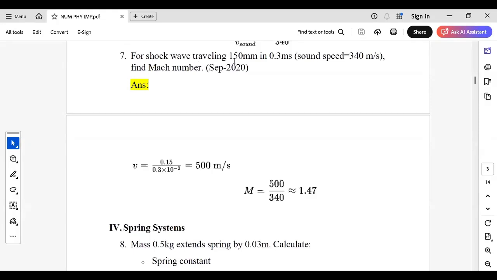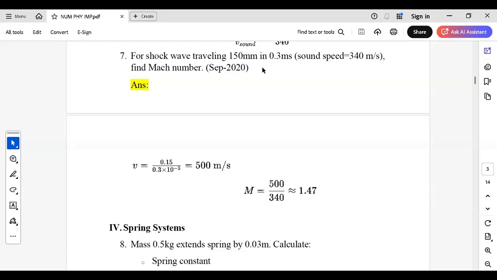For a shock wave traveling 150 millimeters in 0.3 millisecond, with sound speed equal to 340 meters per second, find the Mach number. You know that Mach number is V divided by the velocity of sound, right? So what is the velocity here? Distance by time is velocity. What is the distance traveled? 150 millimeters, converted to meters, is 0.15.